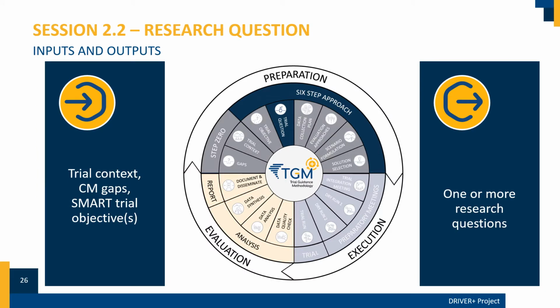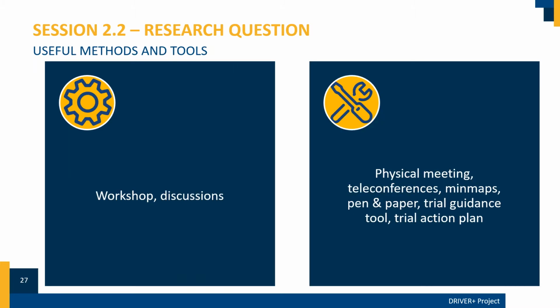In the research questions step, your inputs are the trial context, the crisis management gaps you choose, and SMART trial objectives. Your outputs will be one or more research questions. The methods for the research question step are workshop and discussions. The tools are physical meeting, teleconferences, mind maps, pen and paper, trial guidance tool, and the trial action plan.